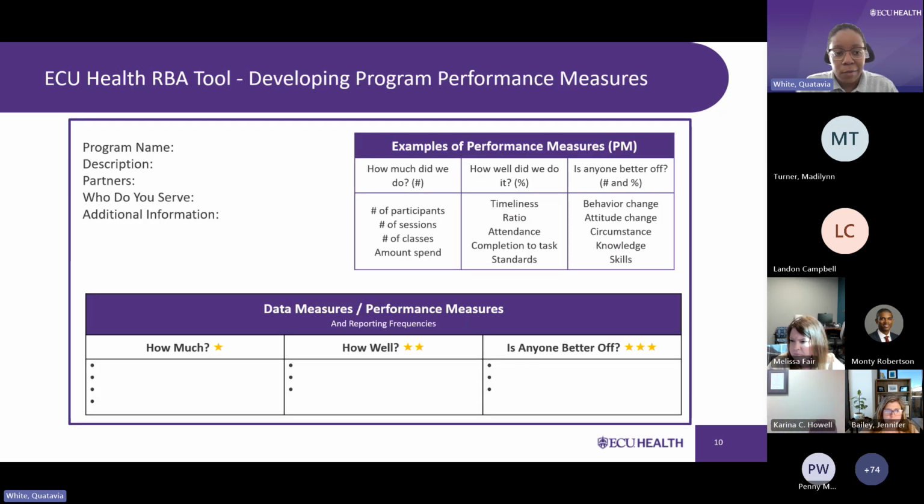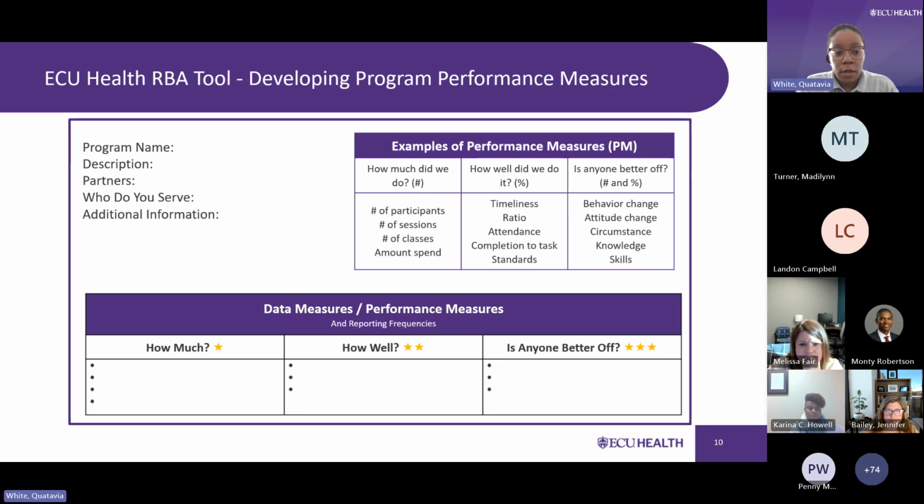Again, here, the top right corner gives you examples of types of measures, and the bottom was where they were able to input the data that they were already collecting. Again, ideally, we know that better off measures really tell us if we're doing what we intend to do in the community and people are really better off. So that's why that one is indicated with 3 stars.